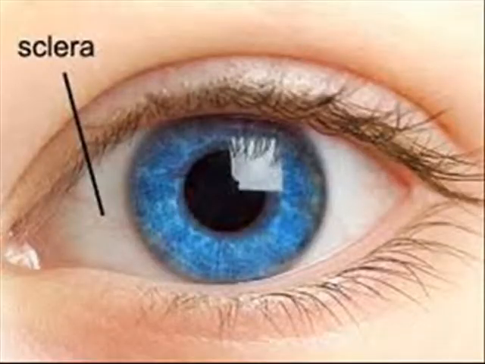So we already know the definition of eyes. Here, I will briefly discuss various parts of the eyes. The first part is the sclera. The sclera is the white of the eye.